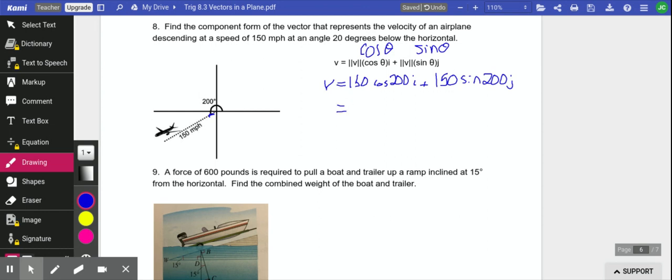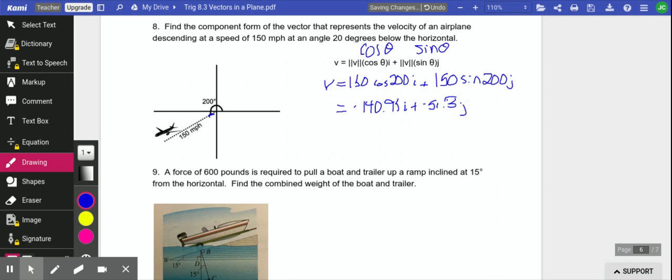This is not a special right triangle. It's not something that we're going to do an exact value of. You're just going to go to your calculator and do 150 times cosine of 200, and your calculator is going to tell you negative 140.95i. And you're going to do the same thing, 150 sine of 200, and your calculator is going to tell you negative 51.3j.